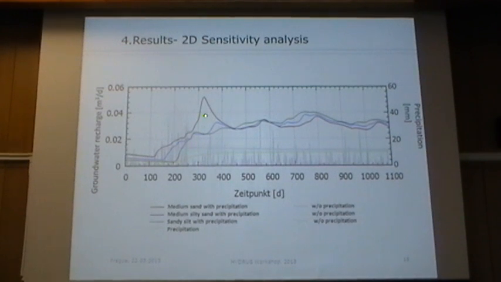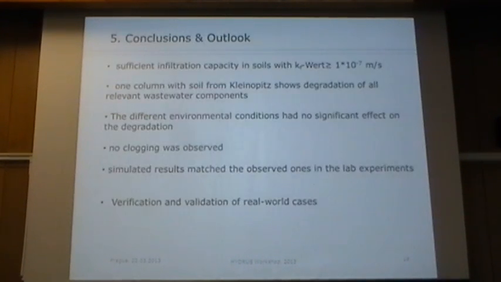Here you can see the groundwater recharge and the precipitation for the three sands. The medium sand has a peak in the very beginning, which is the peak precipitation, and without precipitation it's here at the bottom. The other two sands are growing steadily and have a peak after 700 days.